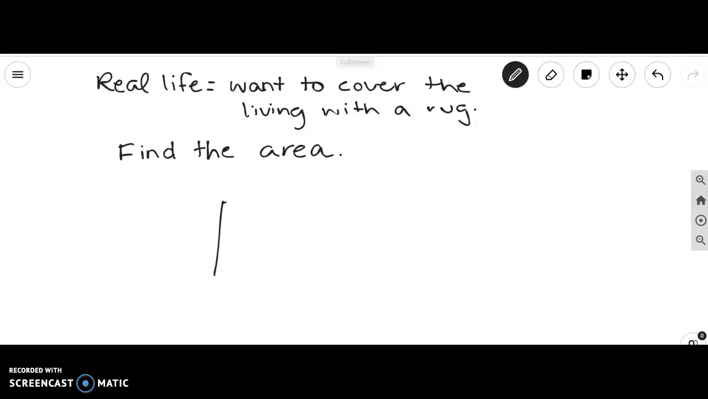Here is our shape, and here are our measurements. Pause the video, solve it, and then play the video to see your answer.